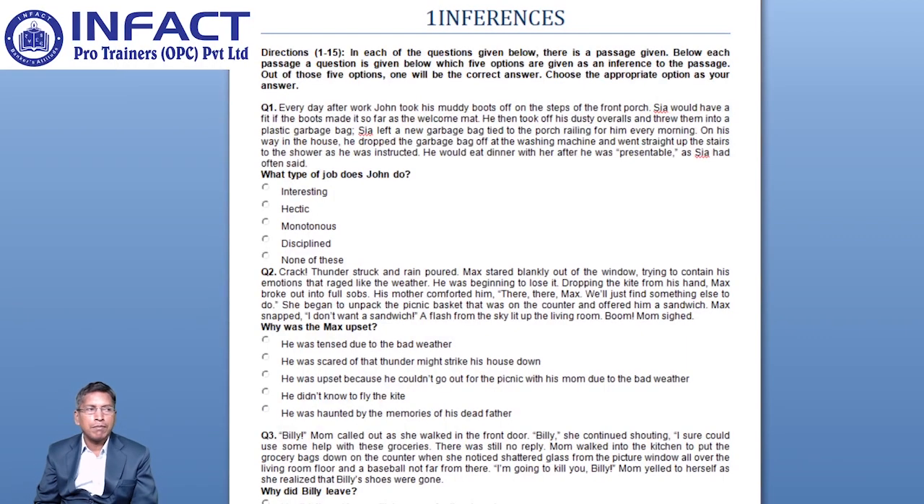Question number 1 on part 1, inference. The directions are: in each of the questions, there is a passage given, and below each passage a question is given which has at least 5 options, and as an inference to the passage the right choice has to be chosen. Out of those 5 options, one will be the correct answer. Choose the appropriate option as your answer. Now let us go to question number 1.